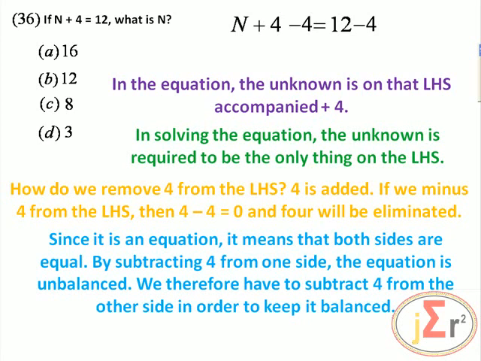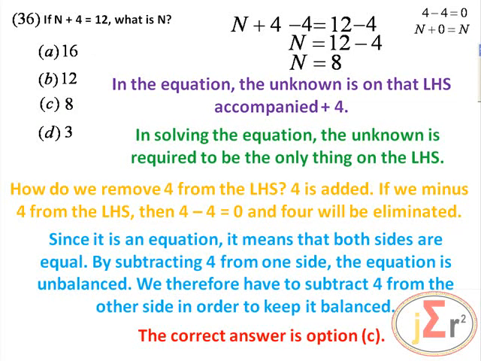By subtracting 4 from that left hand side, we have the 4 here minus 4, and the 4 will be eliminated. 4 minus 4 is equal to 0, and n plus 0 is equal to n. So we'll have just n on this left-hand side, and on the right-hand side, we have 12 minus 4. And 12 minus 4 is equal to 8. The correct answer is therefore option C.